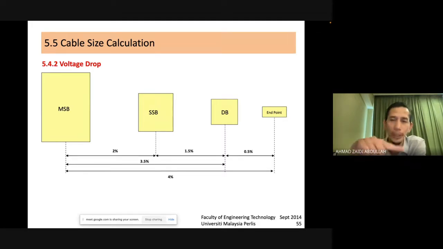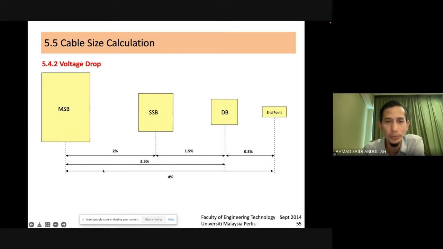For example, the cable is 4 mm and you calculate and get 4.1%. At that time you need to improve to the next step. If it was 4, after 4 comes 6, so you can propose 6. It depends on you, for your project, on how to distribute the 4%.